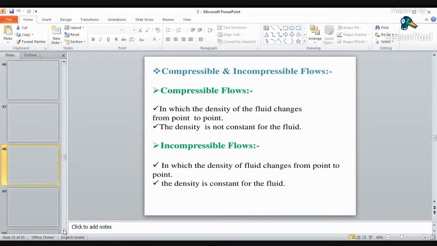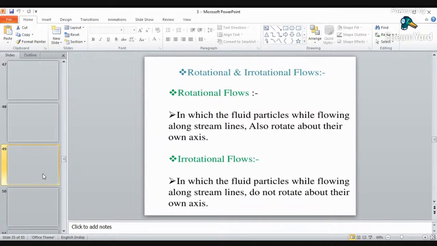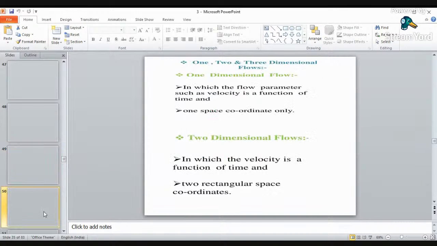Then the next type of classification is compressible flow and incompressible flow. Compression of liquid or air. These terms are associated with the density. Okay. So if the density of the fluid changes, then it will come under compressible flow. And if the density does not change, then this will be considered as incompressible flow. Then there is rotational and irrotational flow. Where a fluid particle while flowing along a streamline rotates about its own axis, it will be considered as a rotational flow. And when the fluid particle does not rotate about its axis, then it will be considered as an irrotational flow.